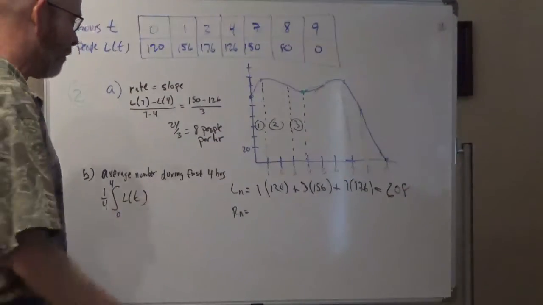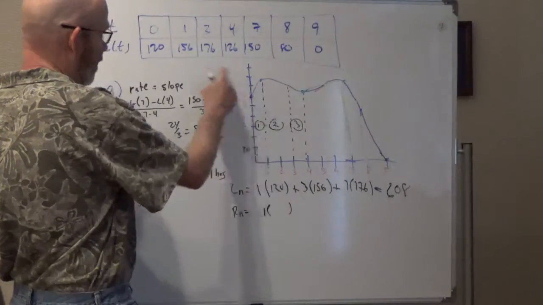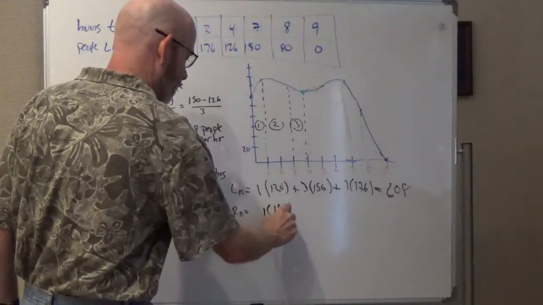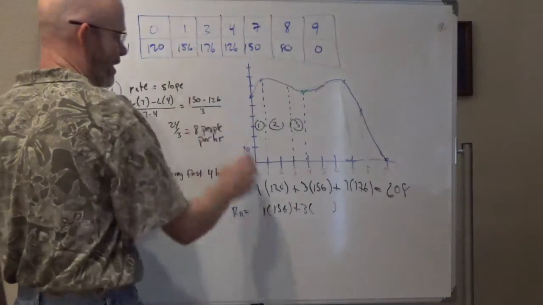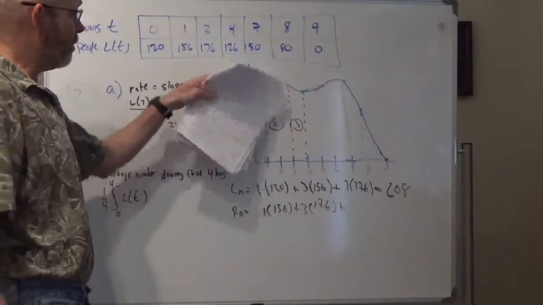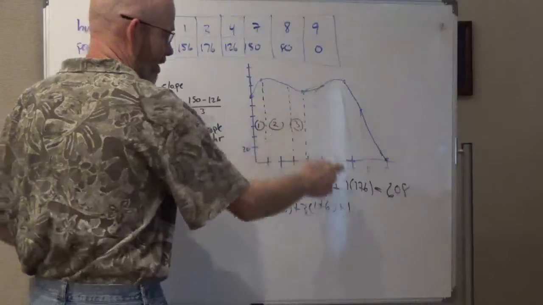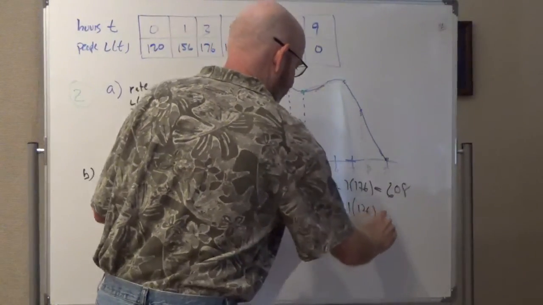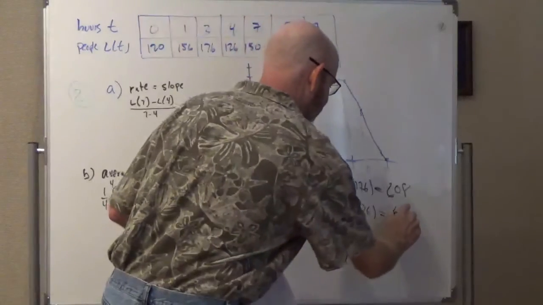The right-hand rectangle rule, the widths are the same, so 1, but instead of using the 120, I'm now going to use the 156. Width is still 3, but instead of using the 156, I'm going to use the 176. And the last one, same width as 1, but instead of using the 176, I'm going to use the 126. Those numbers added up to 634.